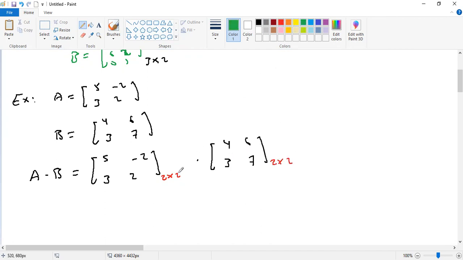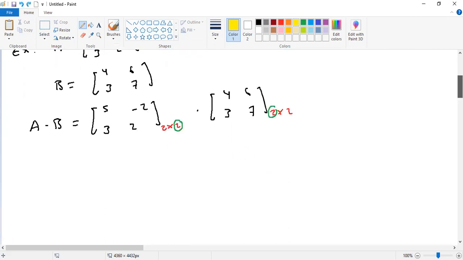Now the question, look at it. The number of columns of A is 2, and the number of rows of B is 2. Yes, they can be multiplied. And what is the answer? The answer will be a 2 by 2 matrix. Now the question is, how to multiply?